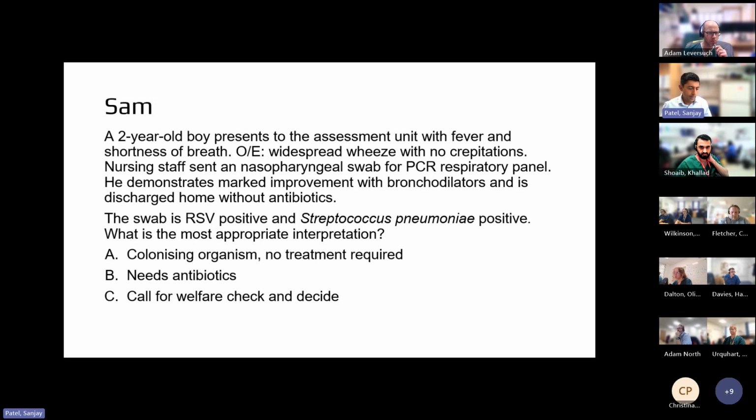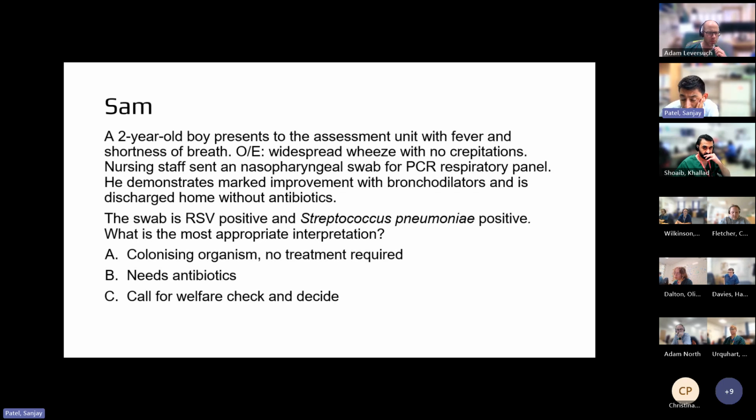So let's move to another case. Sam. Sam is a 2-year-old boy. And this is quite timely because many of us are seeing these kinds of things at the moment. He presents to your assessment unit with fever and shortness of breath. On examination, you auscultate and you see that he's got some respiratory distress. You listen, he's got some widespread wheeze. I say no creps, he might have some creps as well. He's got creps and wheeze because we often hear the two together.